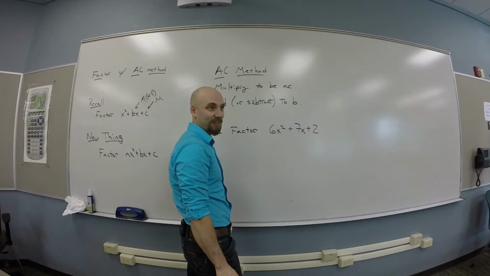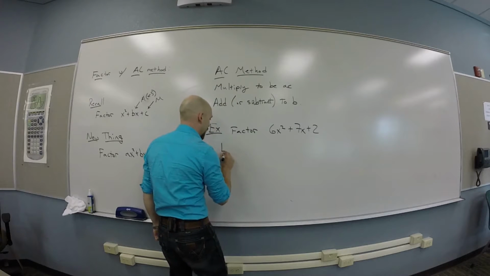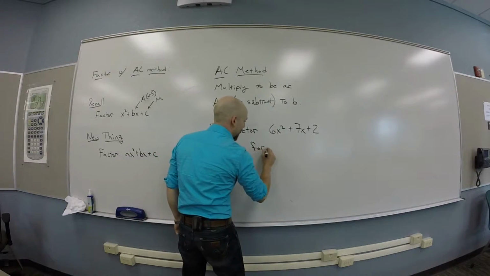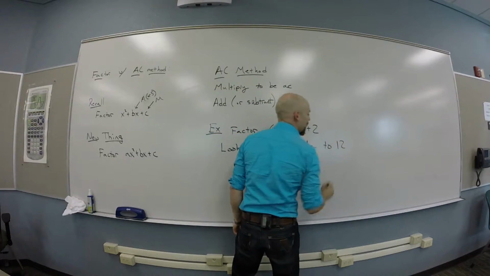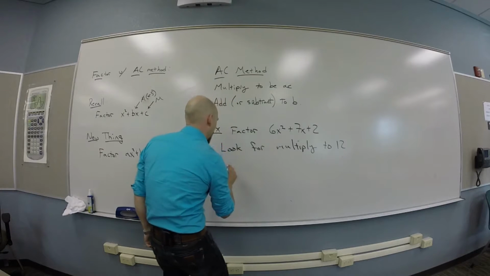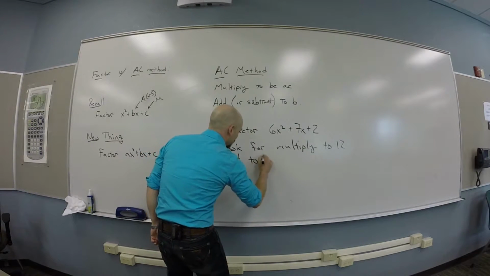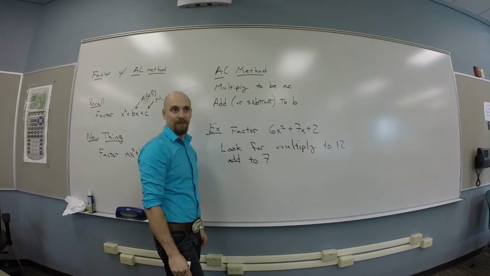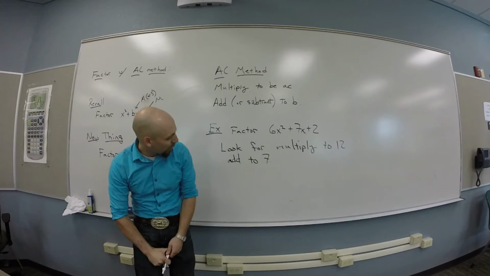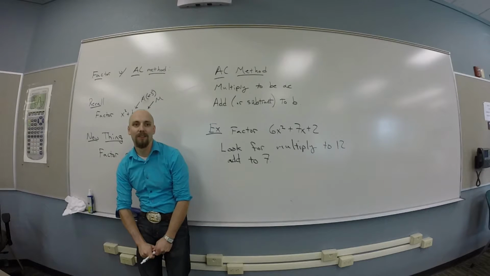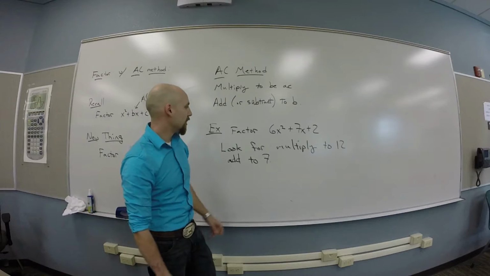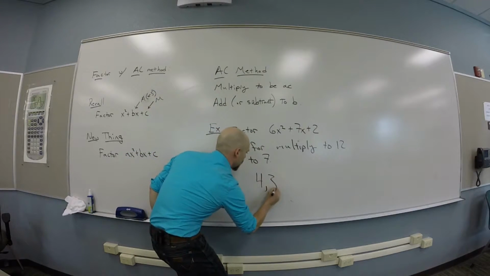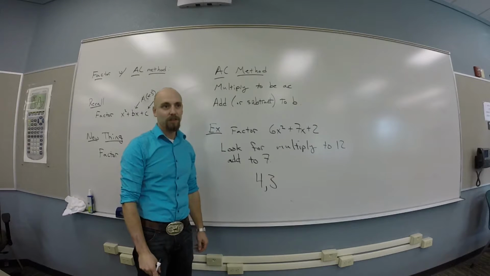You guys see where I got that? Okay, so I'm looking for numbers that multiply to 12 and add to 7. Okay, see that? So what multiplies to 12 and adds to 7? 4 and 3 seems to, right? I find 4 and 3 seems like a really good candidate for this.